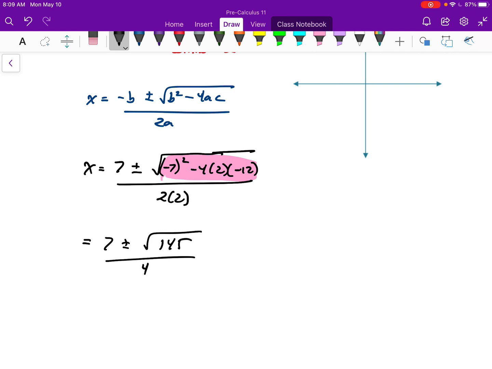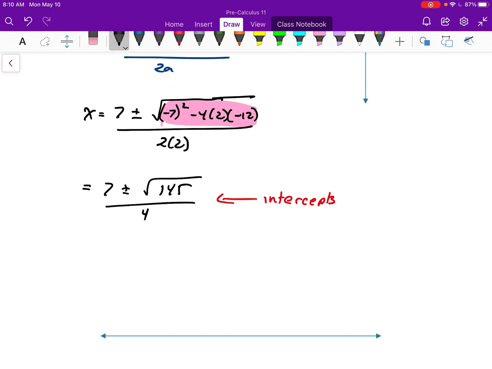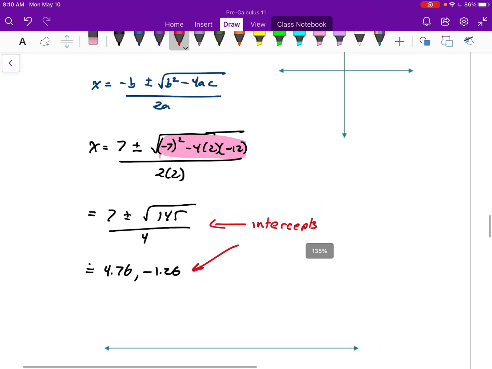These are the x-intercepts. That said, how do you show that on a number line? Again, we can just use these values here. But you might find it a bit easier if I decimalize it. If I decimalize it, I get approximately 4.76 and negative 1.26. These are also the intercepts, they're just approximated. It's probably easier to visualize that.